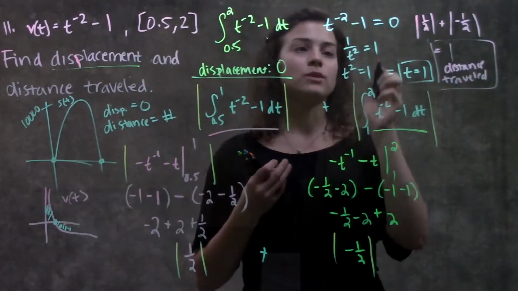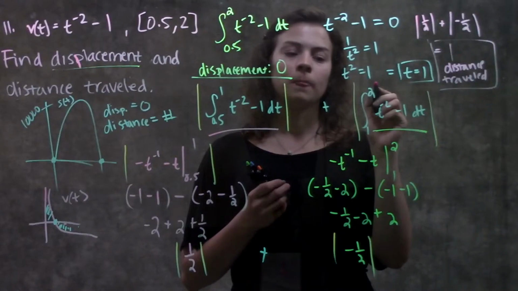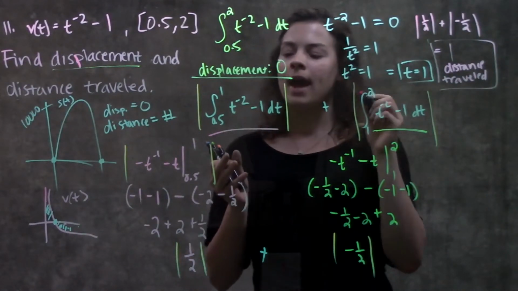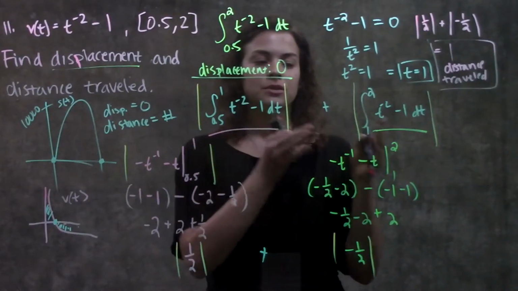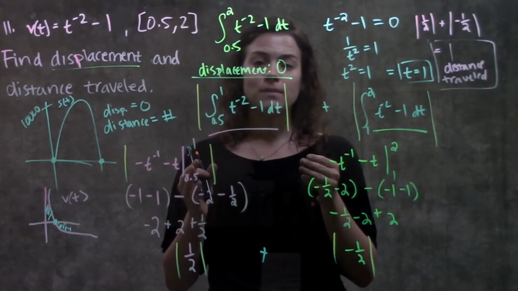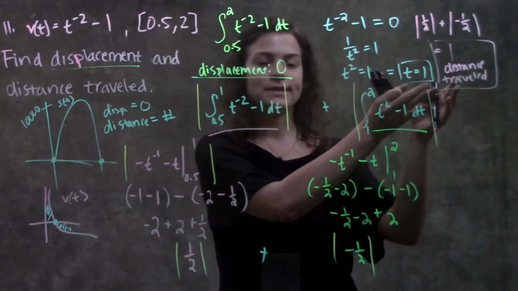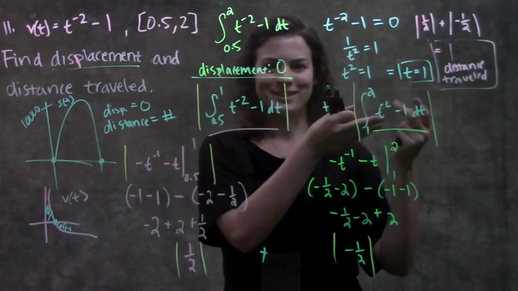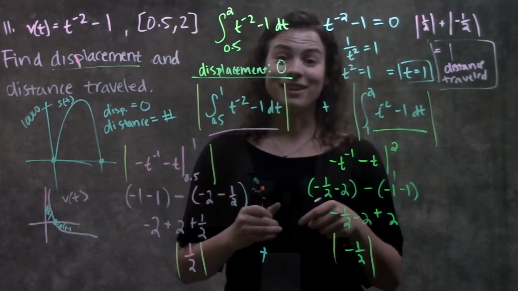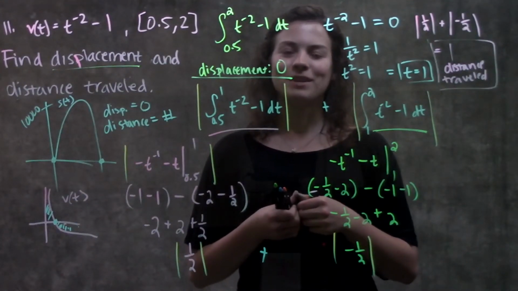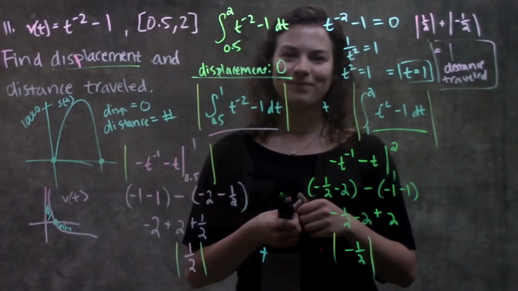The way we do that is we see wherever the function equals 0, and we split up the integral based off that number. And then we take each integral, find the absolute value of it, so that we get the magnitude of the total area, and we just add it together to get total distance traveled. All right, there's a lot of steps to this one, but once you do one problem, you know how to do all of them. So hopefully this was helpful.